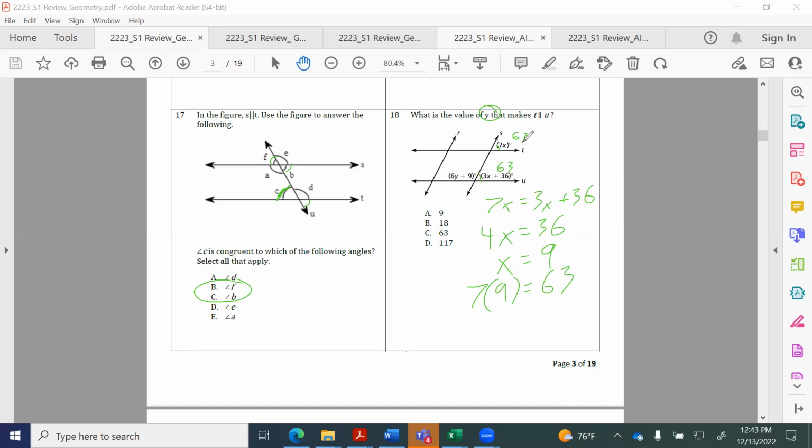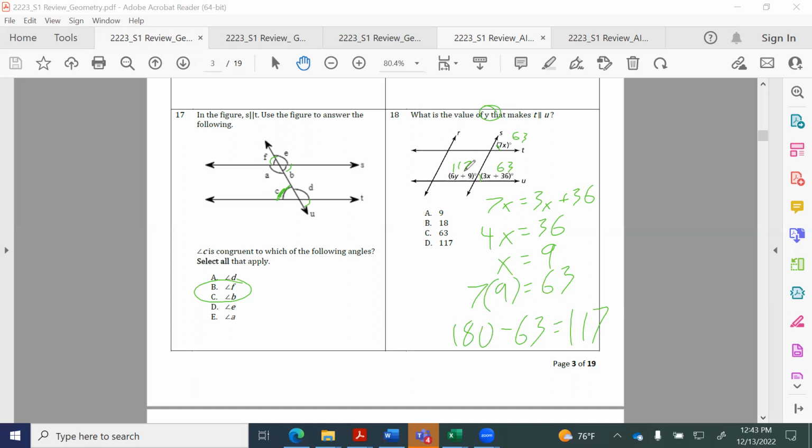So that's 63. Now we have to find the other angle, which these form a linear pair. So we're going to do 180 minus 63. And that leaves us with 117. So now we have 117 for that angle where y is.